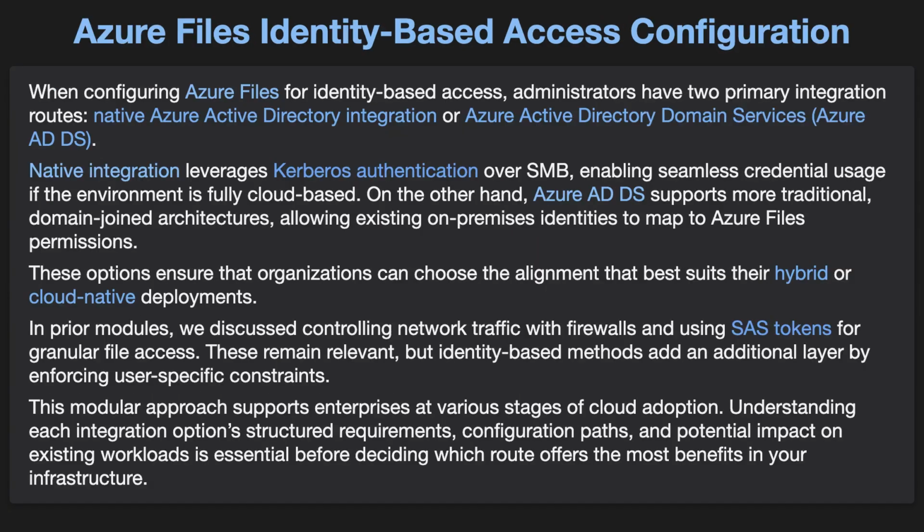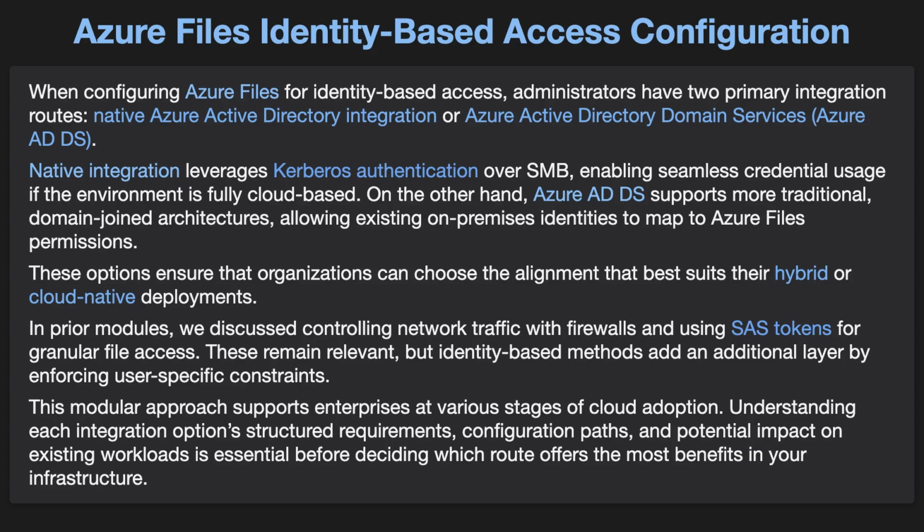When configuring Azure Files for identity-based access, administrators have two primary integration routes: native Azure Active Directory integration or Azure Active Directory Domain Services, Azure ADDS. Native integration leverages Kerberos authentication over SMB, enabling seamless credential usage if the environment is fully cloud-based. On the other hand, Azure ADDS supports more traditional, domain-joined architectures, allowing existing on-premises identities to map to Azure Files permissions. These options ensure that organizations can choose the alignment that best suits their hybrid or cloud-native deployments.